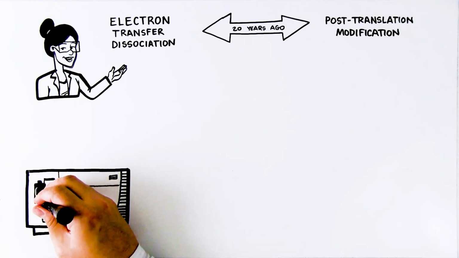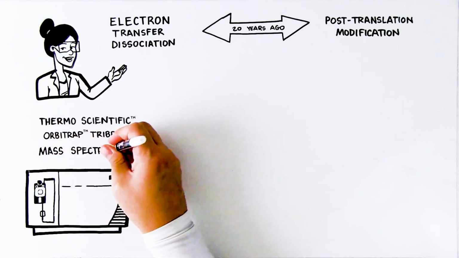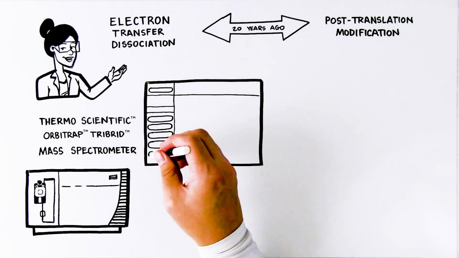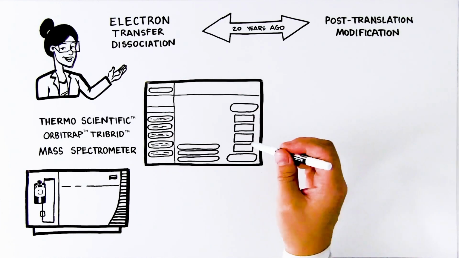ETD has evolved into a robust fragmentation technology on Orbitrap Tribrid mass spectrometers, providing exemplary results while maintaining ease of use and versatility thanks to pre-built method templates in the method editor.